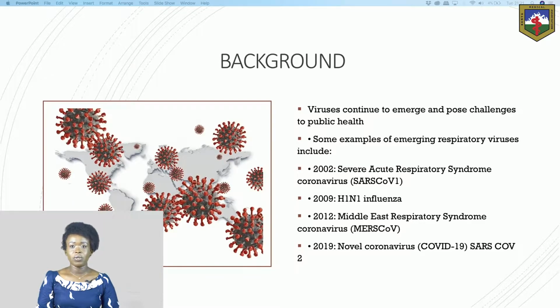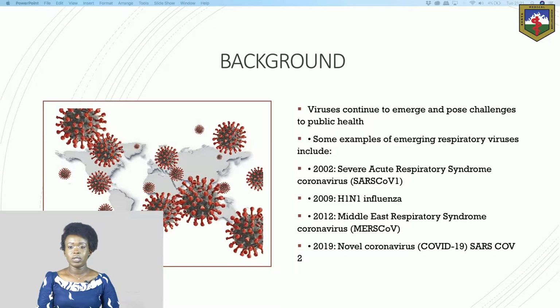Viruses continue to emerge and pose challenges to public health, and some of the examples of the viruses that have emerged include severe acute respiratory syndrome, which came in 2002, and it's known as the SARS-CoV-1. In 2009, we had the H1N1 influenza. In 2012, we had the Middle East Respiratory Syndrome coronavirus, which is commonly known as the MERS-CoV. In 2019, which is the topic of today, we had the novel coronavirus, which is now known as the COVID-19, the SARS-CoV-2 virus.